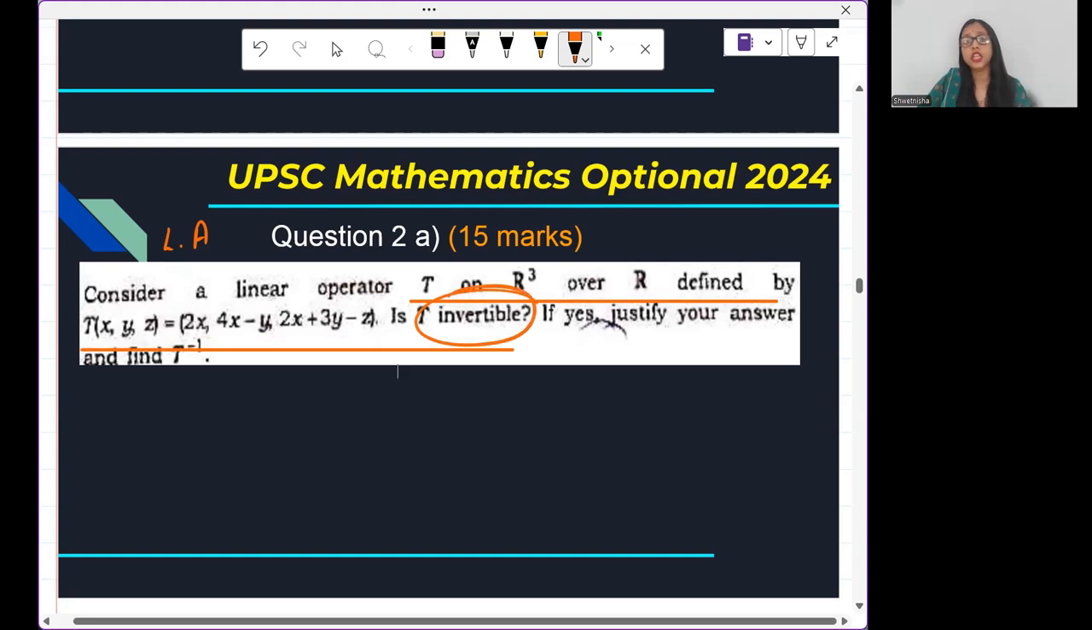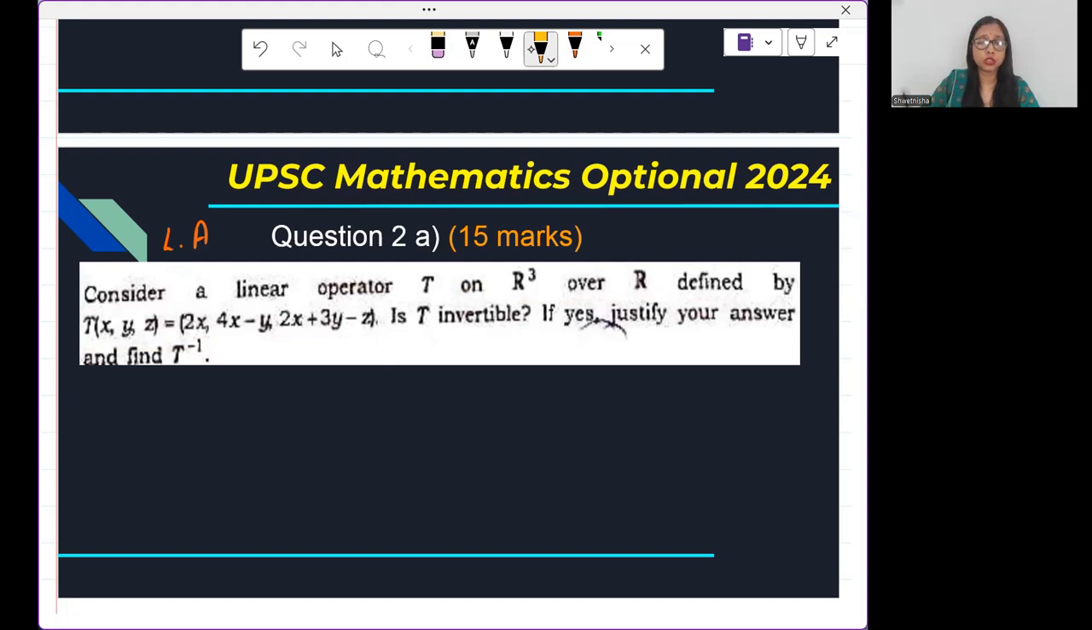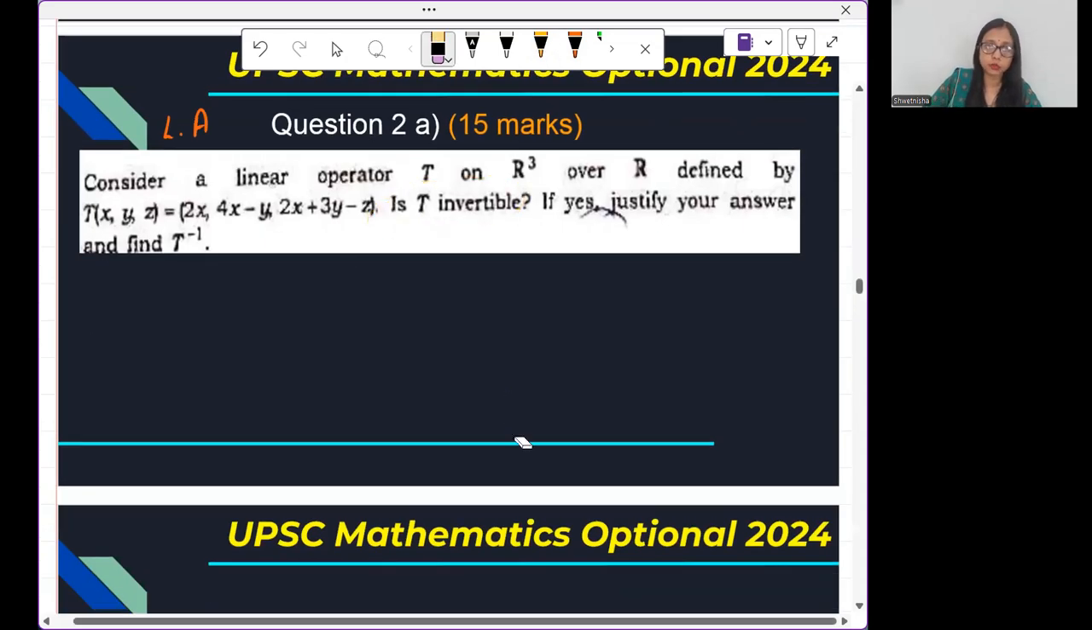Is T invertible? T is invertible if and only if, just apply the basic theory of functions. A function is invertible if and only if it is 1-1 and onto, right? So there are two possible ways. I'll show you both of them to do this part only, invertible. For invertible, we know a theorem which says that T is 1-1 if and only if the kernel of T is 0. Null space has only 0 in it. That means nullity is 0, right? So to prove that this is 1-1, what I can try is to find out the kernel.